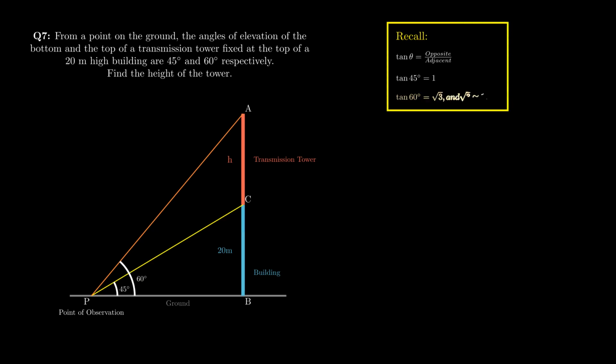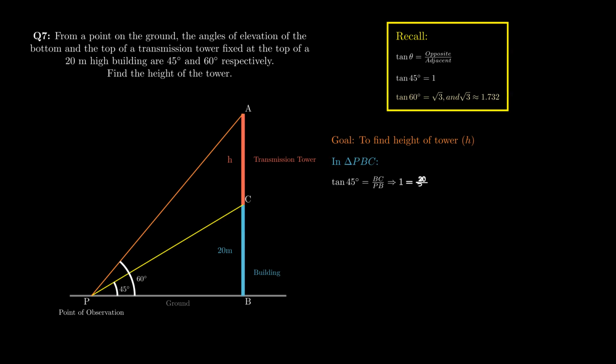Remember that tangent theta is opposite over adjacent. We know tangent 45 is 1. Tangent 60 is root 3. And root 3 is approximately 1.732. Our goal is to find the height of the tower h.